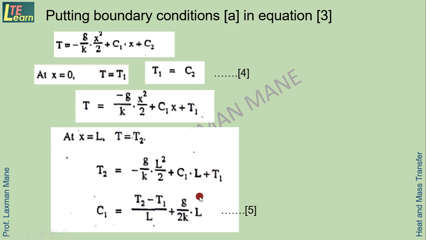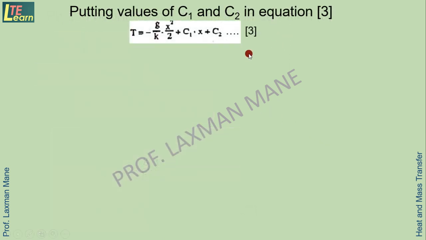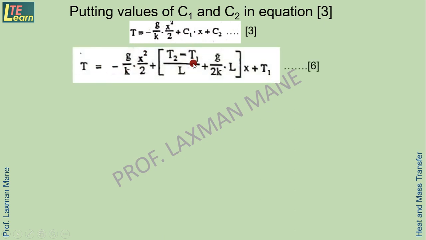So simplifying this equation in the form of c1, we take t1 on the left side, that's why it becomes (t2 minus t1) divided by L plus g by 2k into L. Say equation 5. So this is the value of c1. Now, c1 expression and c2 expression, putting these two values in equation 3, this is equation 3. So we put the value of c1, this bracket, and the value of c2 is this t1.